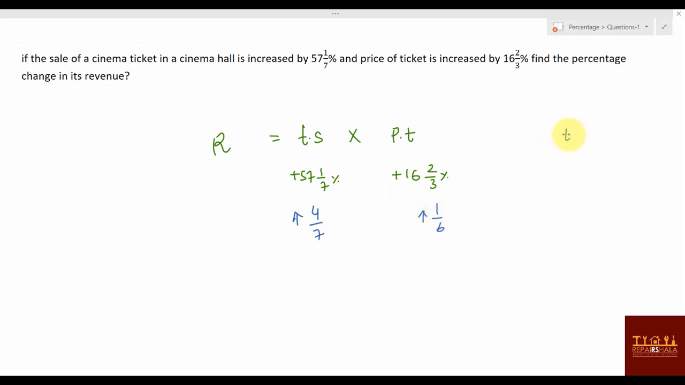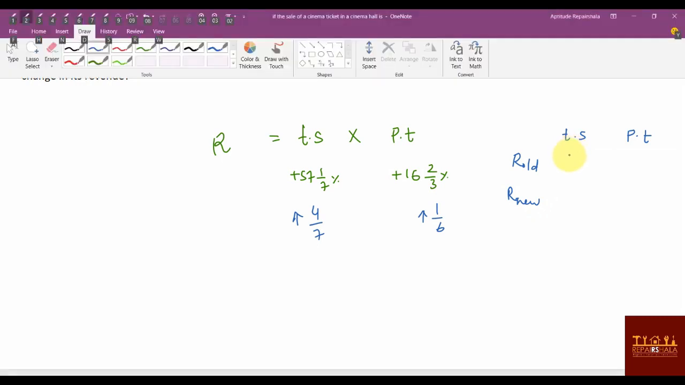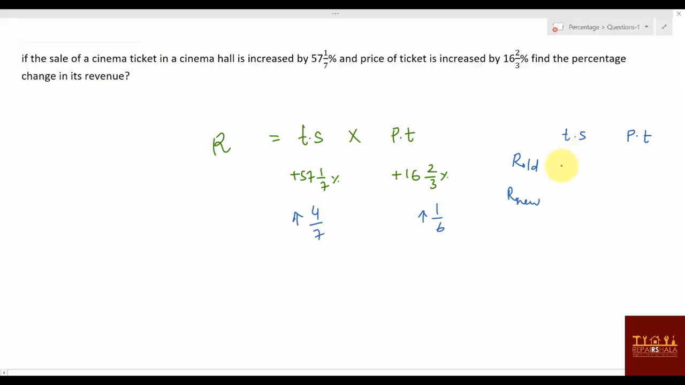I am writing TS, PT, revenue old and revenue new. What you can say about this: this value 7 will become 11, and here 6 will become 7. This value actually is 42, and this value is 77. So what you can say? This is 35. Difference is how much? 35. So percentage change will be 35 divided by 42 into 100, and you can solve.